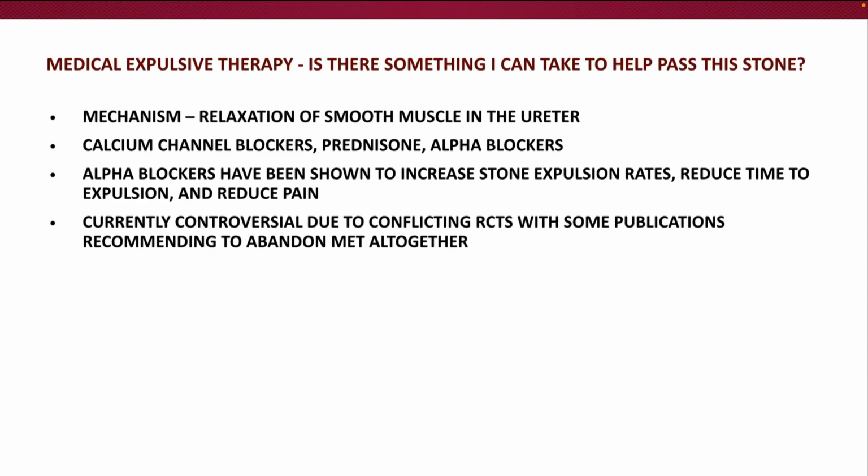All right, what about the other question? I think we'll have more promising results here. Medical expulsive therapy. Is there something I can take to help pass the stone? So the idea behind this is to relax the smooth muscle in the ureter. Things that have been tried are calcium channel blockers, prednisone, and alpha blockers. Of all of those, at this point, we're just at alpha blockers. They've been shown to increase stone expulsion rates, reduce time to expulsion, and reduce pain. So yes, alpha blockers are great.